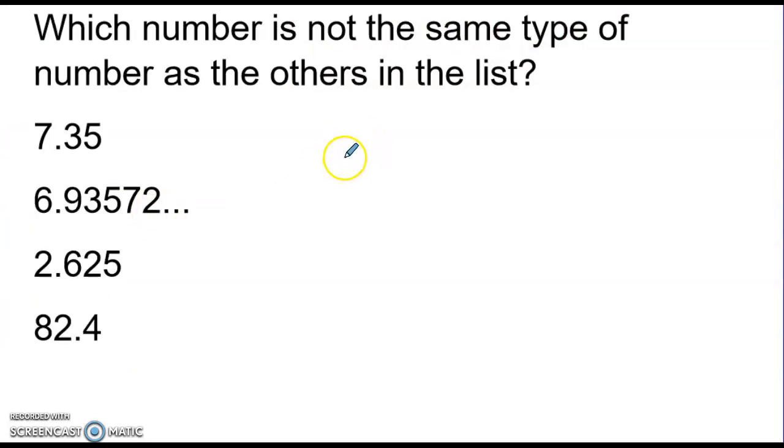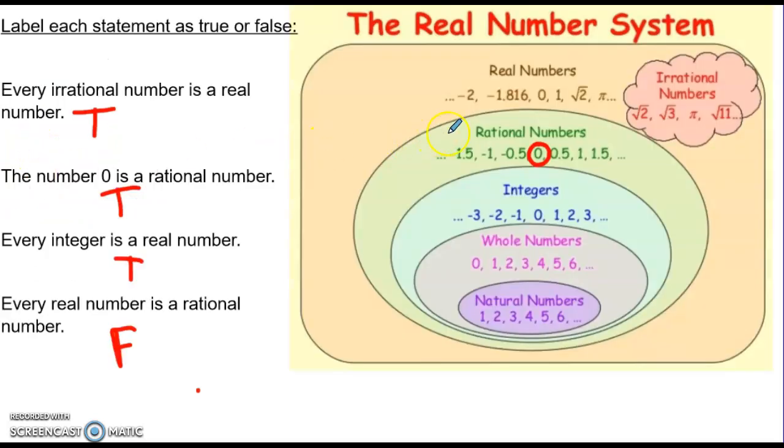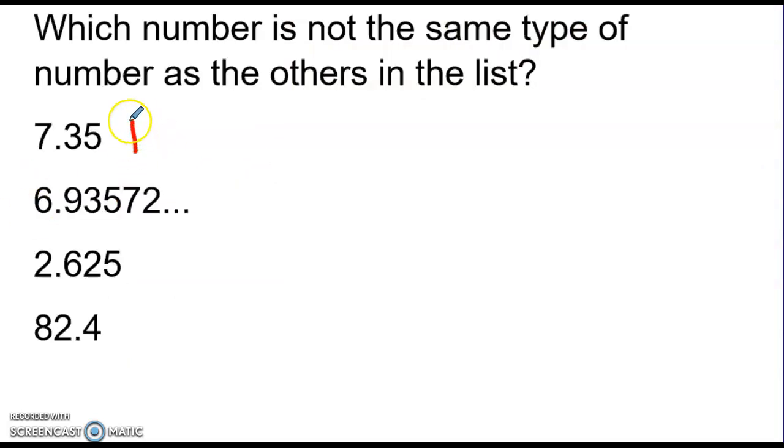Which number is not the same type of number as the others in the list? All right, here we have 7.35. If we go back to our chart, that's a rational number. It's a decimal that ends. So this one is rational. We have 6.93572... This decimal does not end, that's what the ... means, and it does not repeat. So this one is irrational.